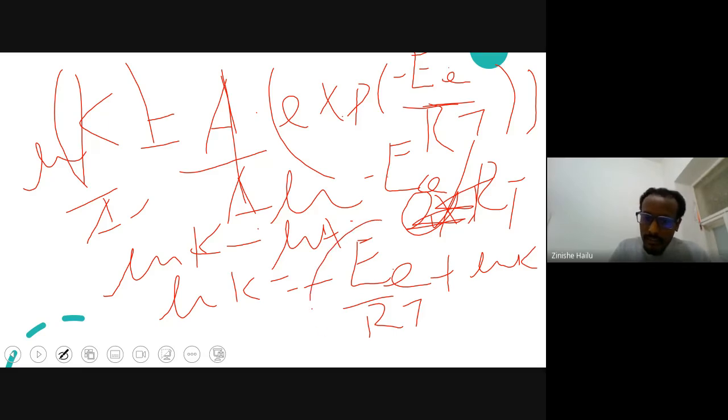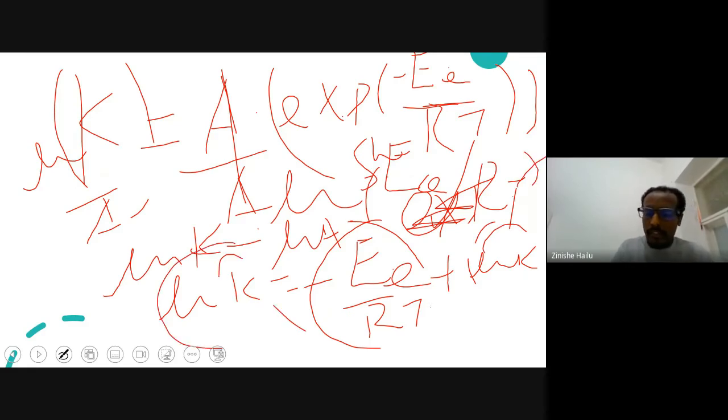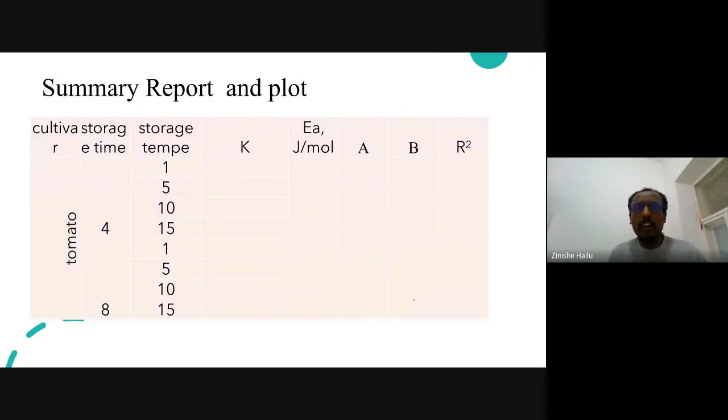So this is the slope, and this is the intercept. We can plot ln k versus 1 over T, and then we'll get the model of the Arrhenius equation. At the end, we can report the summary of these parameters.